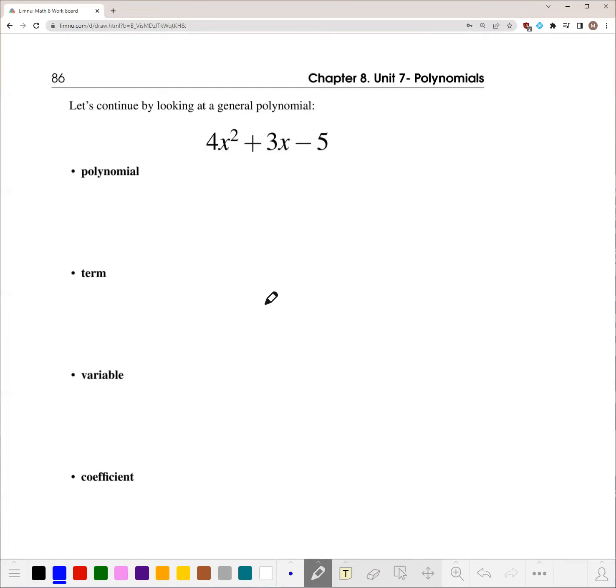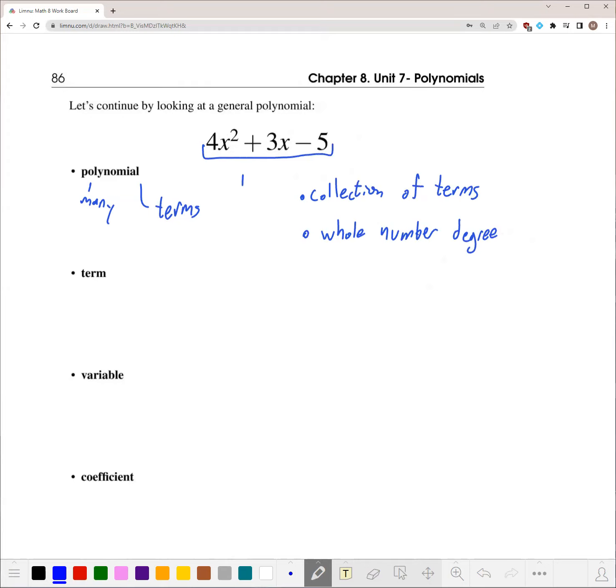So first off, a polynomial. Poly means many, and nomial essentially means terms. So a polynomial is a collection of terms where all of the terms have a whole number degree. I'm going to spoil this definition a little bit, but I'll say this: 4x squared plus 3x minus 5, this entire thing is a polynomial.